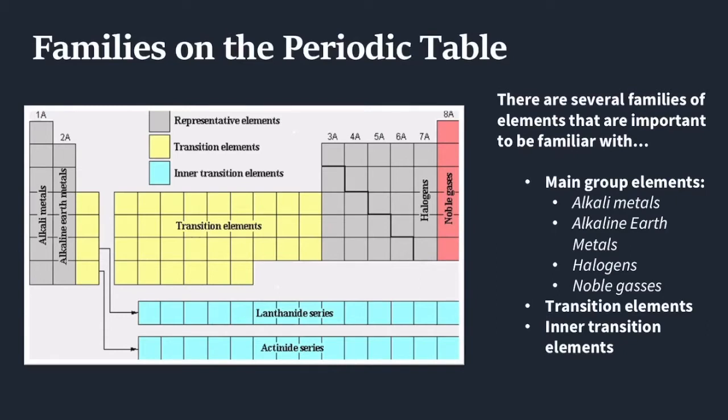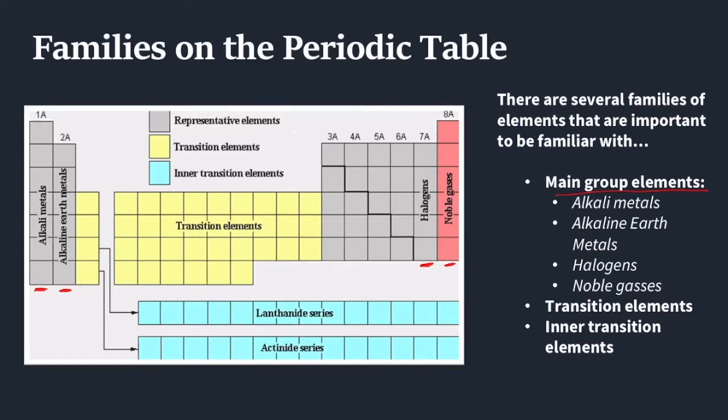We've got 4 families that are located within the main group of elements that we need to be familiar with. The first one is over here in group 1A or group 1 on the periodic table, and that is the alkali metals. And then the alkaline earth metals over here in group 2 or group 2A. And then over on the other side in group 7A or group 17, depending on which numbering system your periodic table is using, we have the halogens. And then in group 8A or group 18, we've got the noble gases.